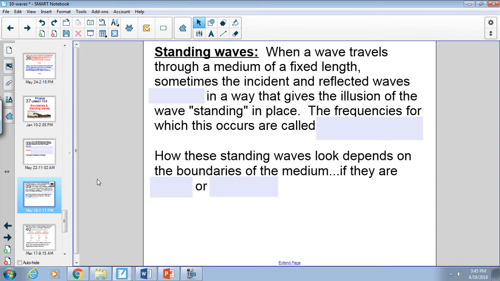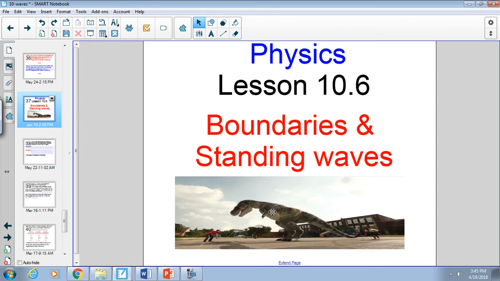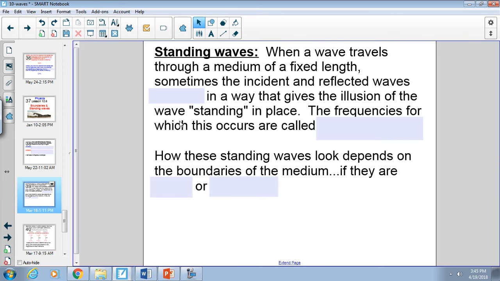Alright, standing waves. So this is when a wave travels through a medium and these waves cause interference, and this interference makes the wave look like it's standing in place. So if you look back at our jump roping Tyrannosaurus Rex, if you can picture this going over and over, it looks like it'll have a crest and a trough on the same rope, and that is a standing wave. It's an optical illusion. It's not real.